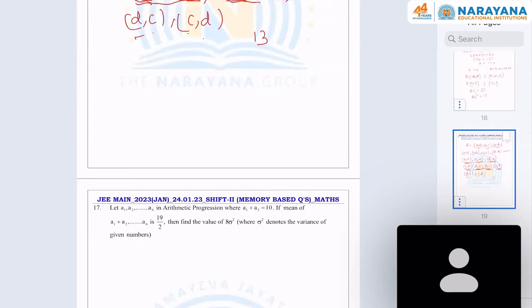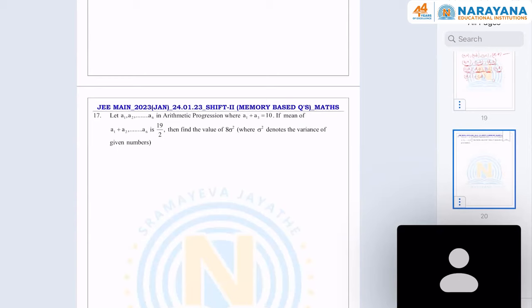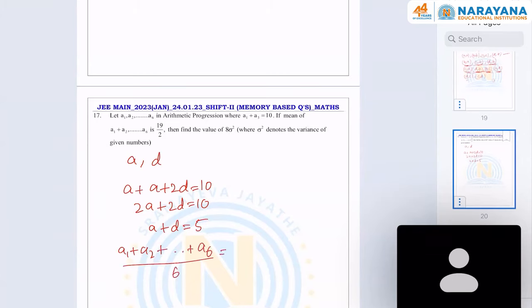Next one, A1, A2, A3 up to A6 is an arithmetic progression where A1 plus A3 is equal to 10. If the mean of A1 plus A2 up to A6 is 19 by 2. Let the first term of the arithmetic progression be A and the common difference be D. So A1 plus A3 is A plus A plus 2D, which is equal to 10. So 2A plus 2D is equal to 10, so A plus D is equal to 5. And mean means A1 plus A2 up to A6 by 6, it is equal to 19 by 2.